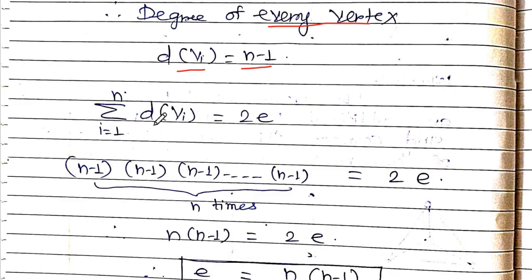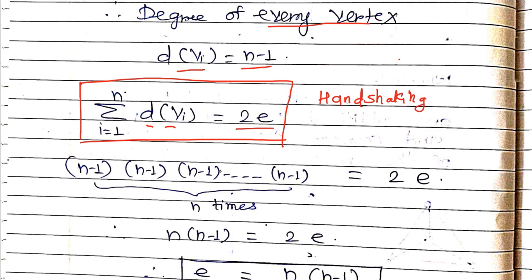We already know that the summation of degrees of all vertices of a graph is equal to twice the number of edges of the graph. This is the handshake lemma, from the handshaking theorem. In a complete graph, the degree of a single vertex is n minus 1, so we have n minus 1, n minus 1, and so on up to n terms. How many vertices? n vertices. So that is equal to twice e.